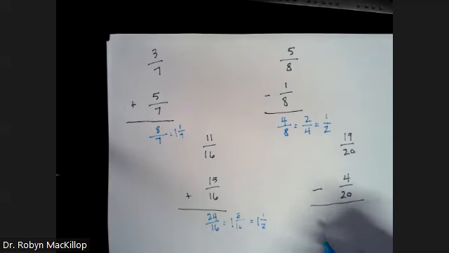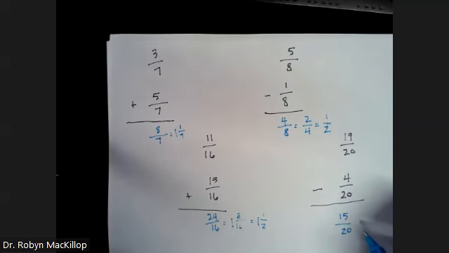And the last one, again, bring down the denominator. 19 minus 4 is 15. Now, this too can be reduced. It can be, because they're both divisible by 5. So 15 divided by 5 is 3. 20 divided by 5 is 4. Now you're done.